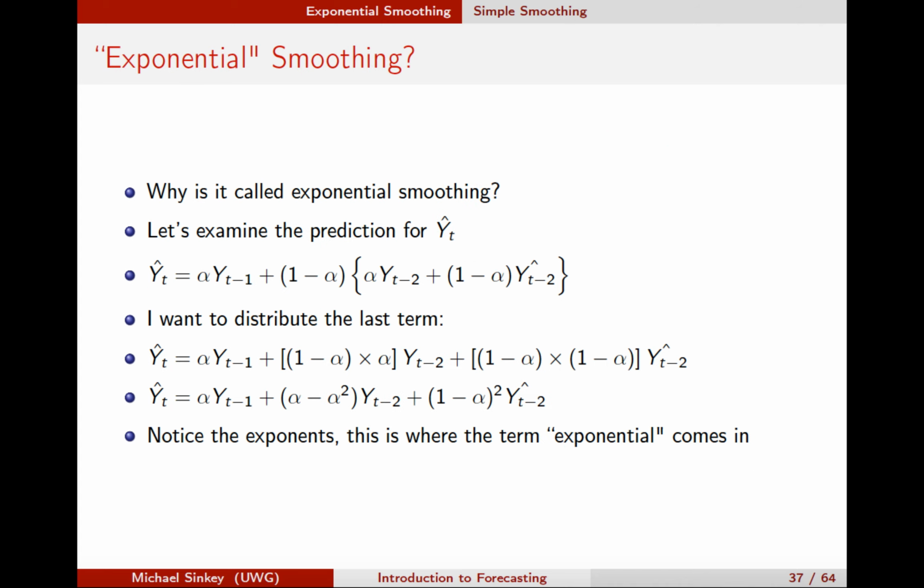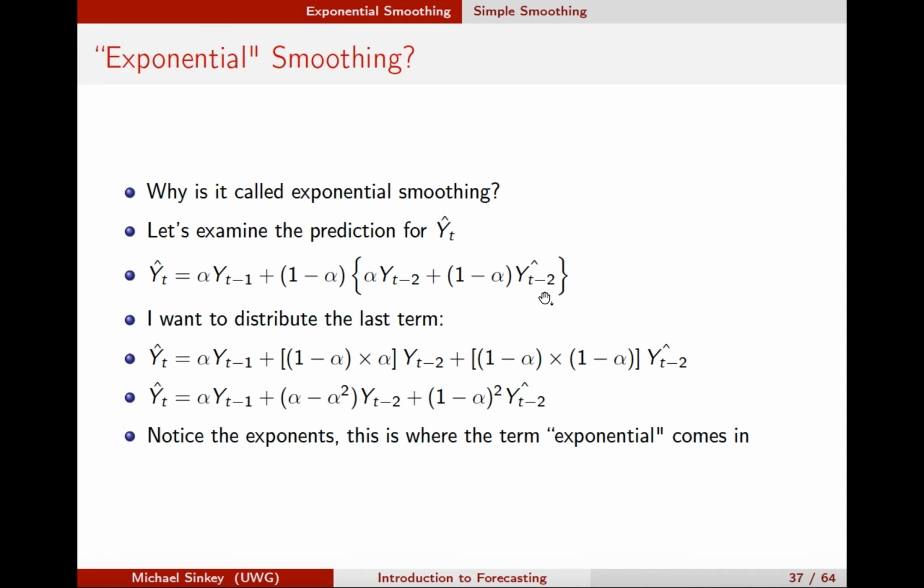Now, why is it called exponential smoothing? Let's just take another look. The forecast for YT has the data from YT minus 1. So I have the data from yesterday, and that's multiplied by alpha. I have the data from 2 periods ago, and I have the forecast from 2 periods ago as well. Now I'm going to distribute the 1 minus alpha through. So I multiply 1 minus alpha times this first term. You can see it right here. I have 1 minus alpha times alpha. That's this first part here. And I multiply times the second term. So I just distribute it through the curly brackets.